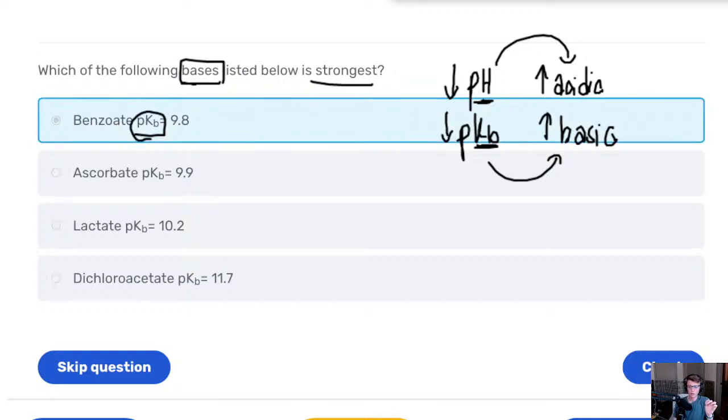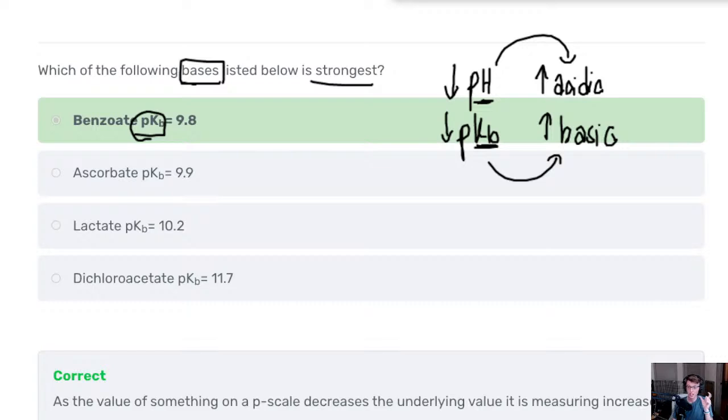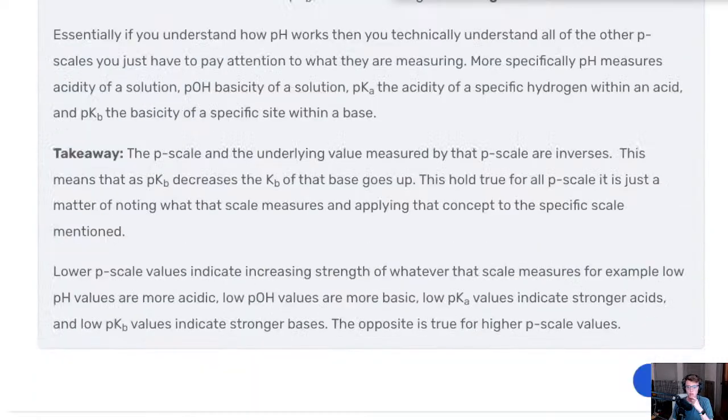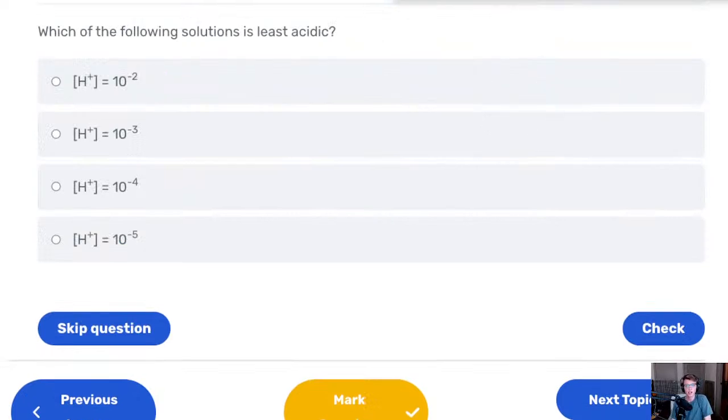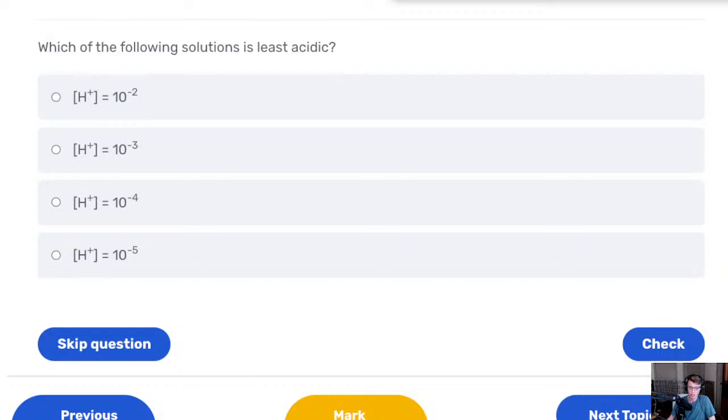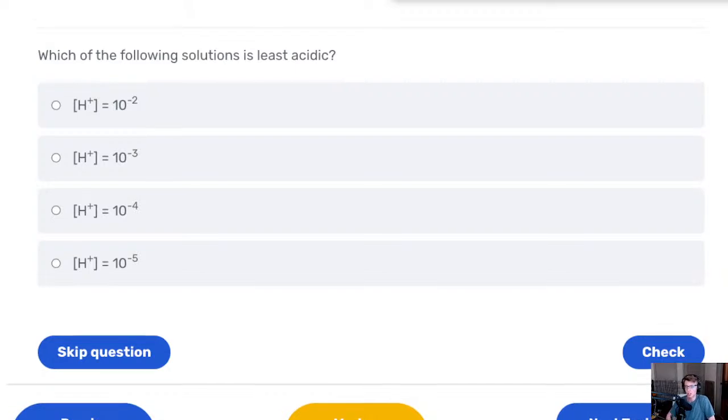So hopefully this is helpful in seeing how these concepts are essentially identical, and we can see that they transfer over: if you understand pH, you understand this as well. Let's go ahead and do a couple more so that we can see this come full circle. This one is now asking about a solution that is the least acidic. We've been talking about most acidic, but this is going to hold true.